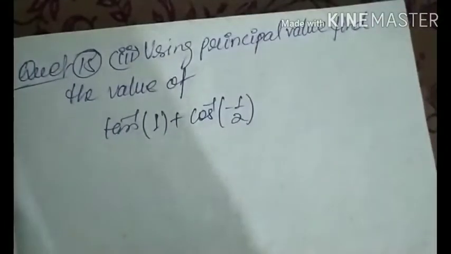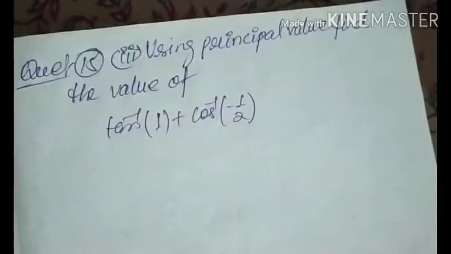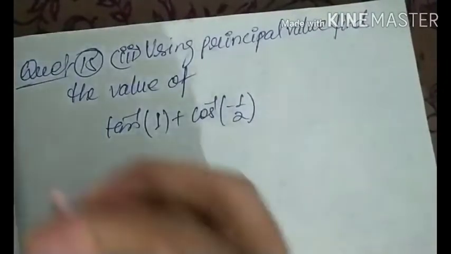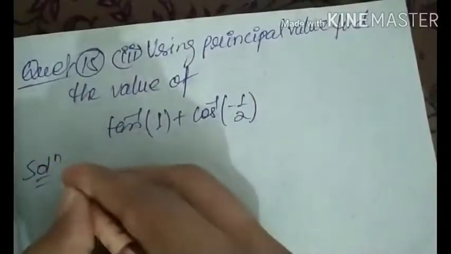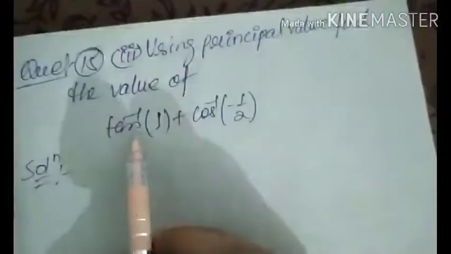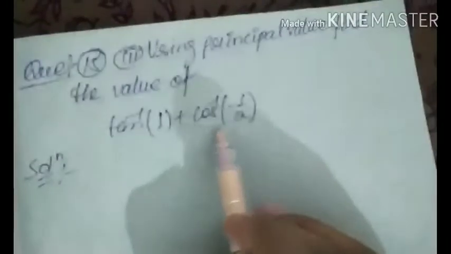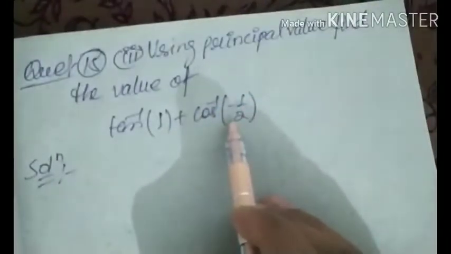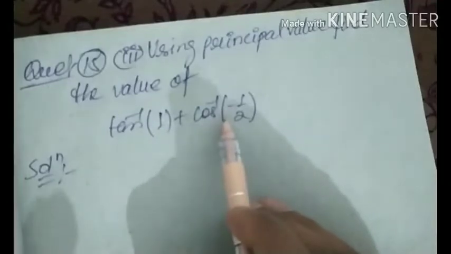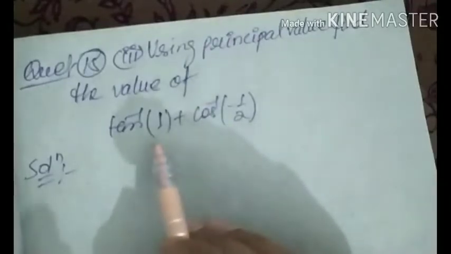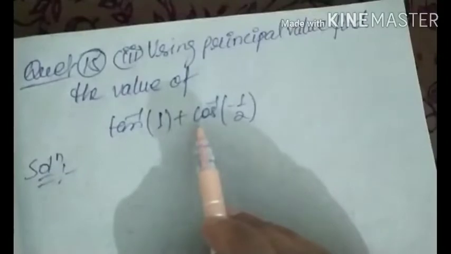Question number 15, third. Using principal values, find the value of tan inverse 1 plus cos inverse minus 1 by 2. The solution is, we have to find separately the value of tan inverse 1 and the value of cos inverse minus 1 by 2, and then we will add them, and that will be our final answer.